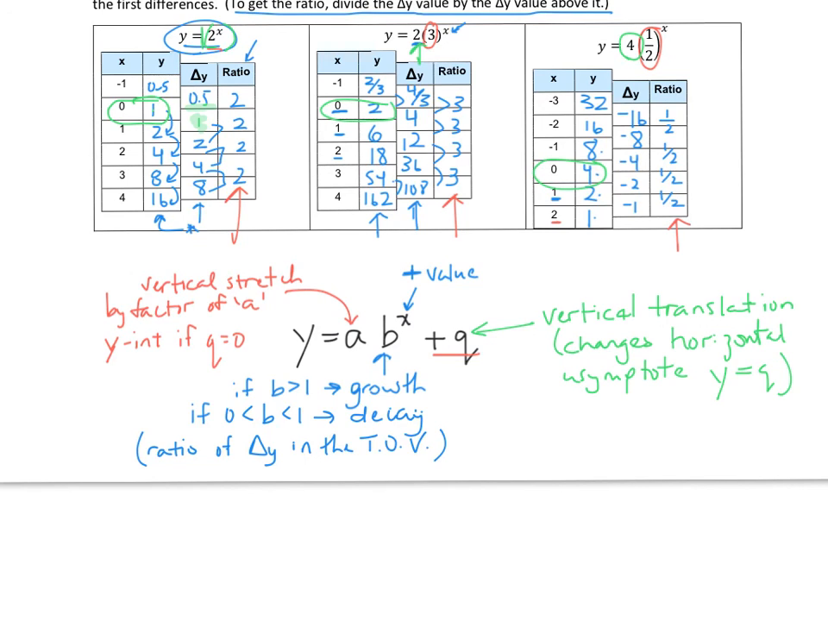Exponential functions will always have a constant ratio of your delta y's, your differences in your y's, as opposed to a constant difference. And that's how you know from a table of values if your function is going to be linear, quadratic, or exponential.